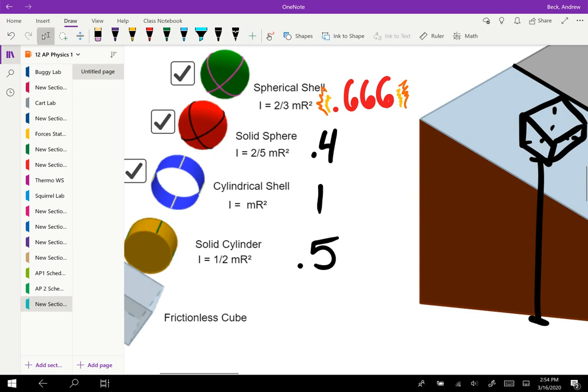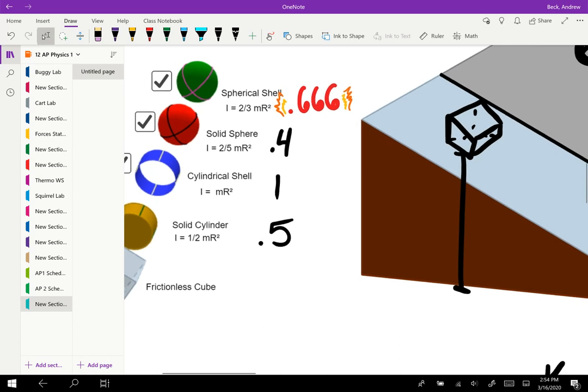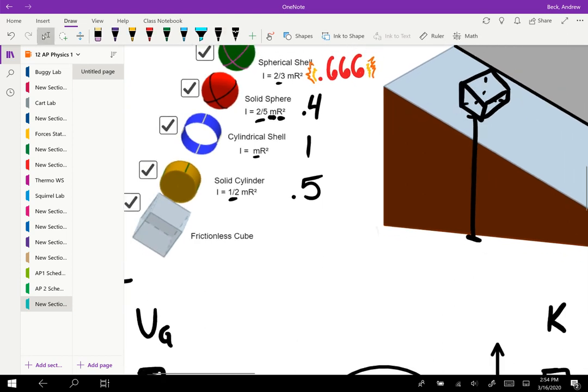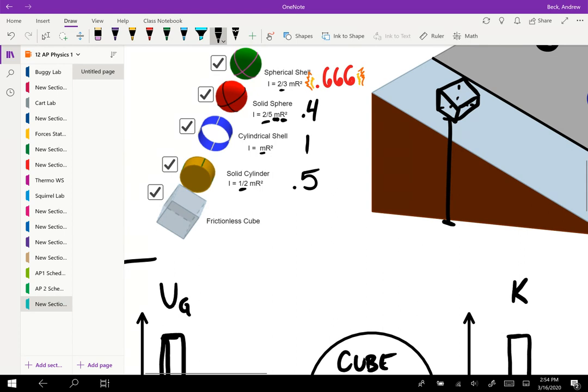So I took the liberty, I'm not good at thinking in fractions, so I just turned these fractions into decimals. So we have 2/3, so 0.666. We have 2/5, so 0.4. We have 1, and then we have 1/2. And we're going to assume that they have the same mass and the same radius. So m and r are the same. So really the main thing that's changing the moments of inertia is just that fraction out in front of them.